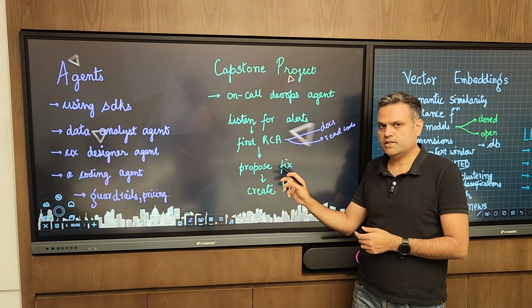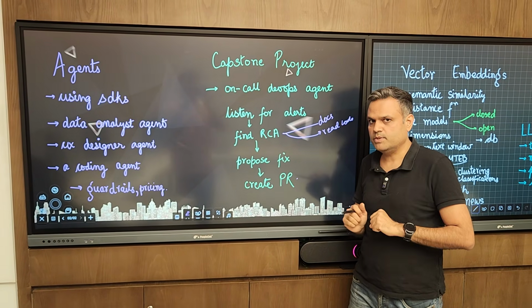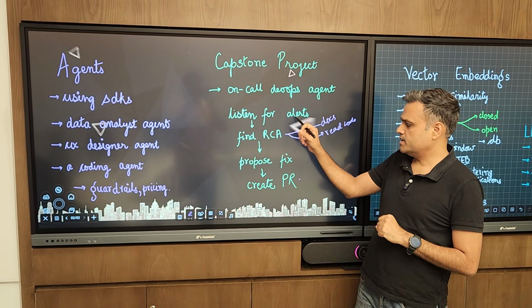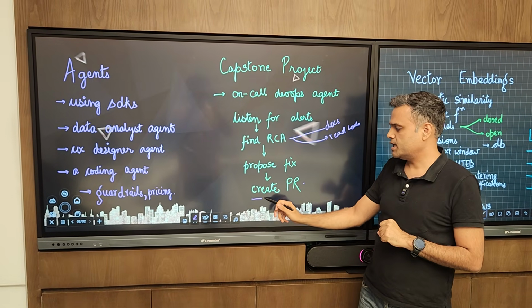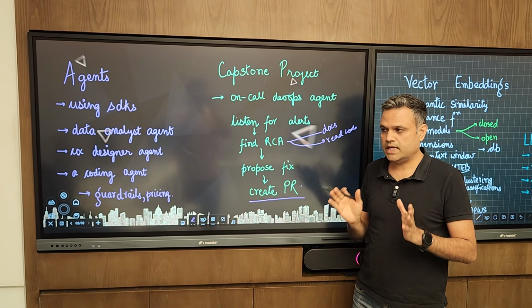Once it is satisfied with the fix, or it comes up with a fix, it creates a pull request and then sends you an email or an alert. So the agent does all of this, and the human comes and he just has to review this PR, and most of the times it is good, and he just merges it.